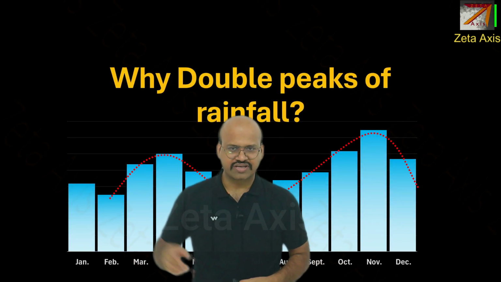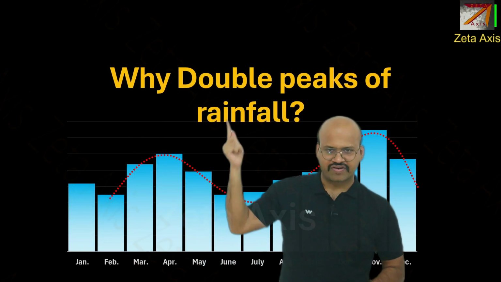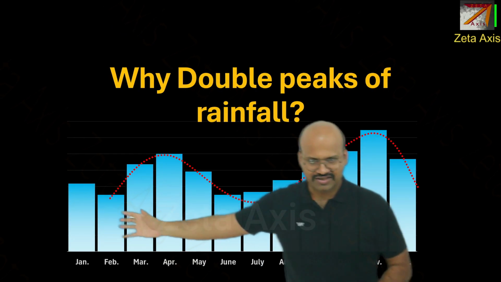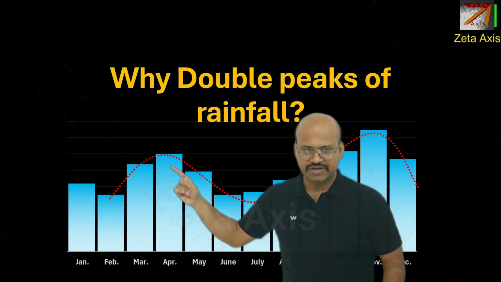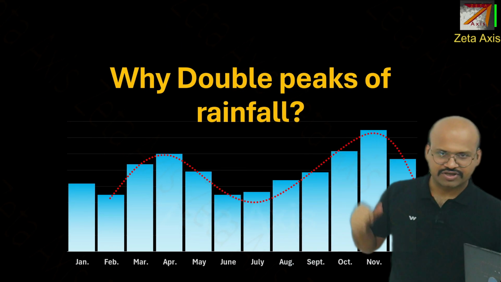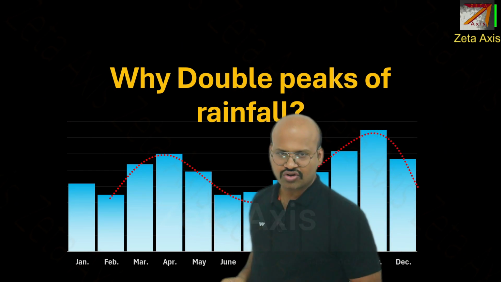Now let's try to understand why there are double peaks of rainfall. Here we can see this is again the Kuala Lumpur rainfall chart, and we can see that here there is one peak and here there is a second peak. So let's try to understand why this occurs.